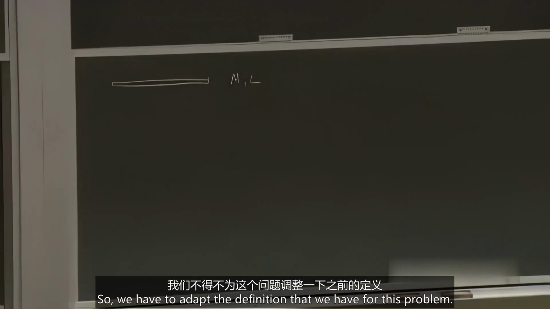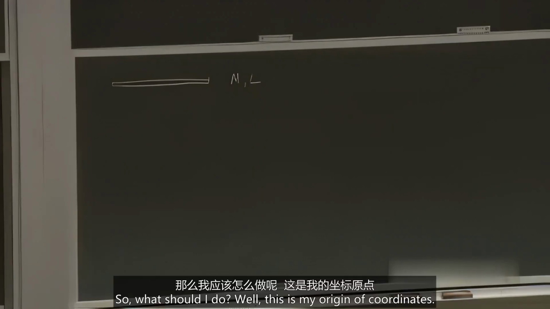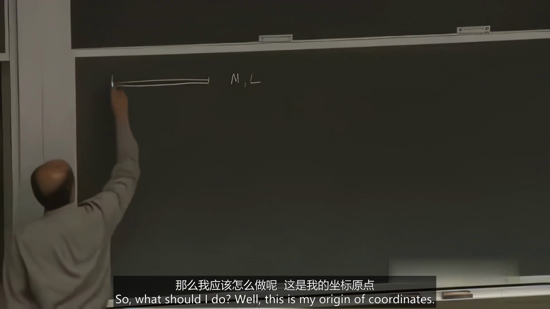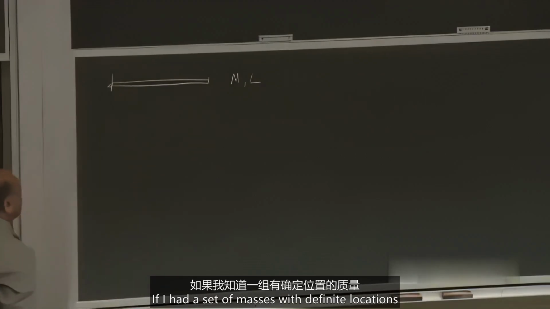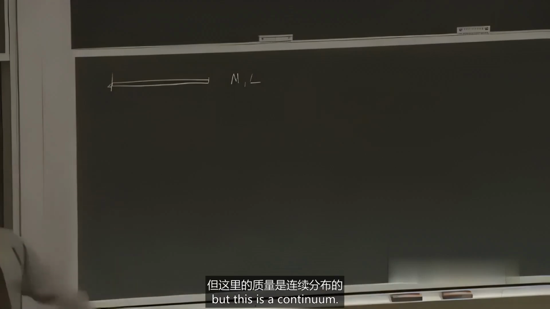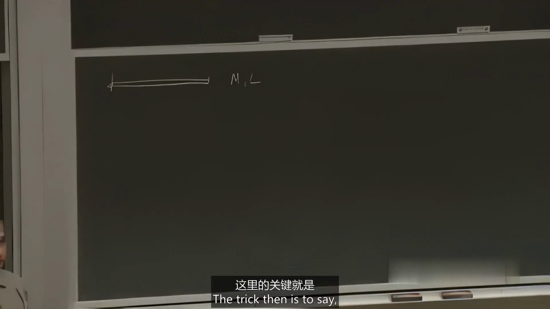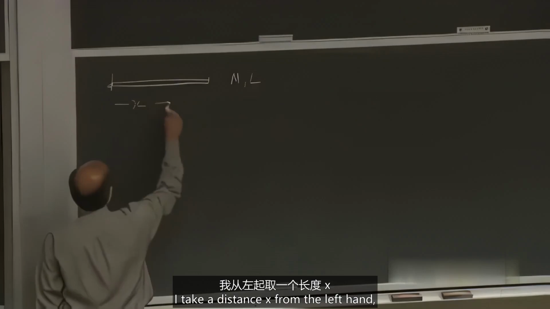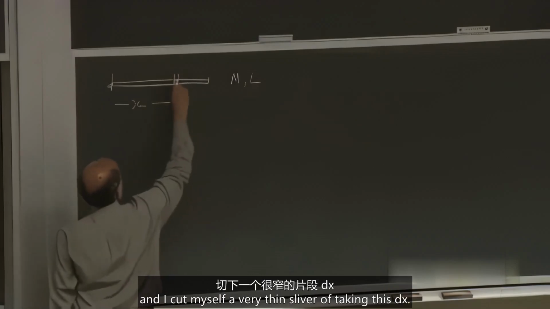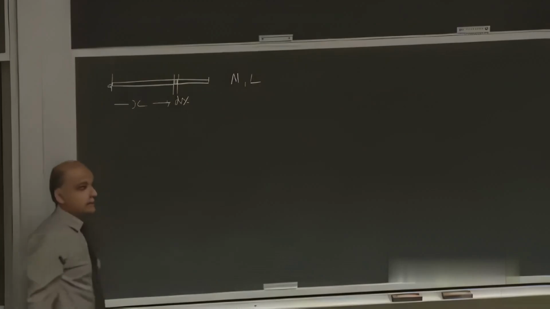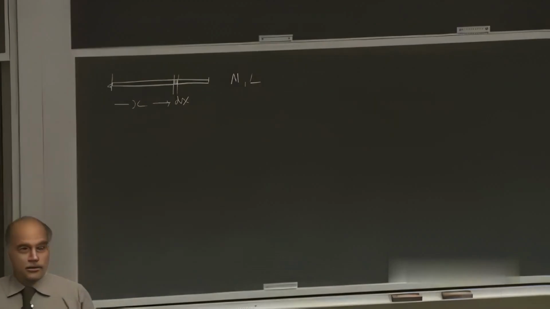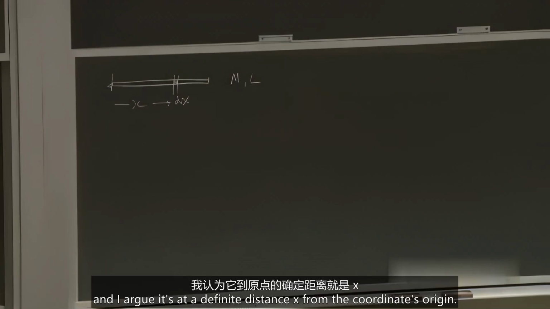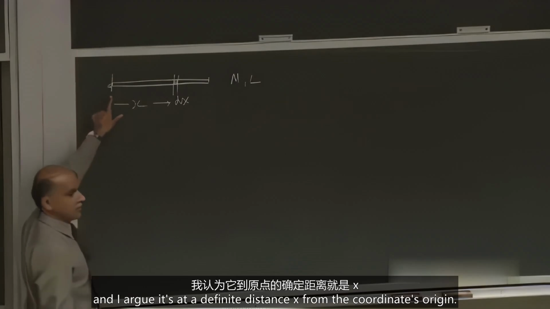So we have to adapt the definition that we have for this problem. So what should I do? Well, this is my origin of coordinates. If I had a set of masses with definite locations, I know how to do it, but this is a continuum. The trick then is to say, I take a distance x from the left hand, and I cut myself a very thin sliver of thickness dx. That sliver has got a certain mass. And I argue it's at a definite distance x from the coordinates origin.